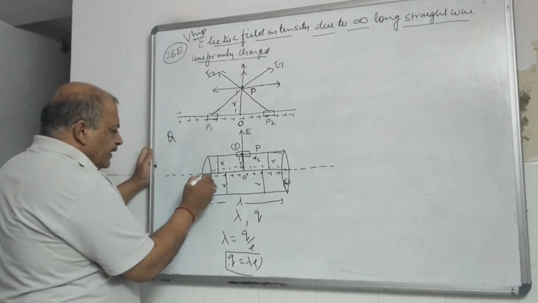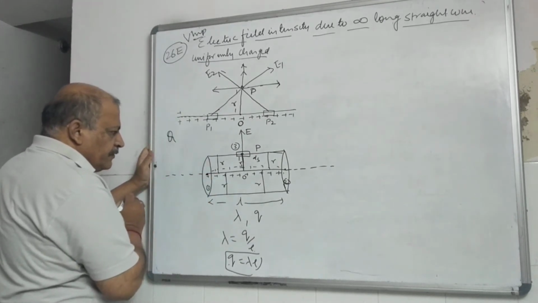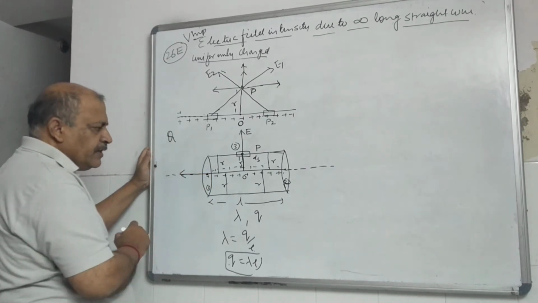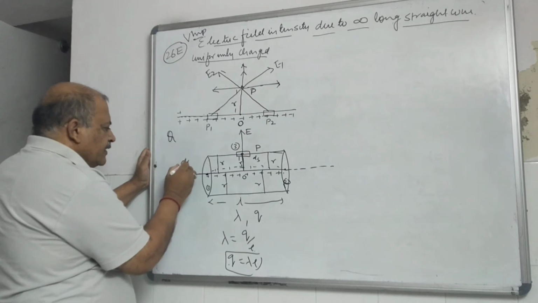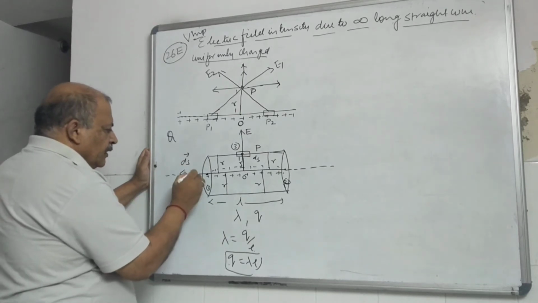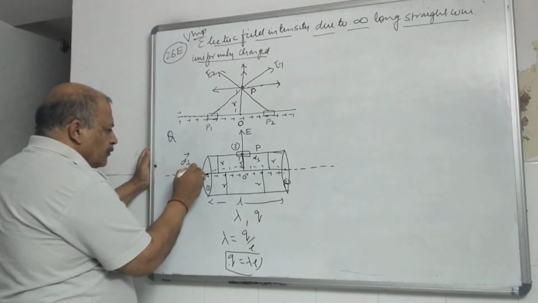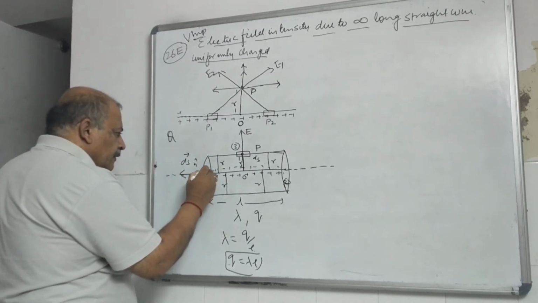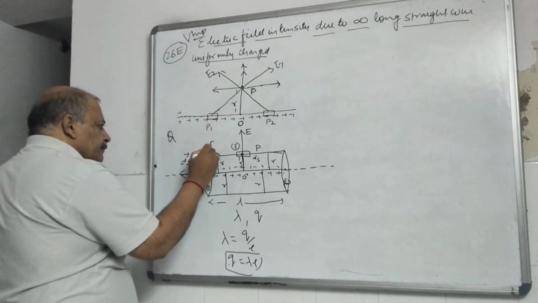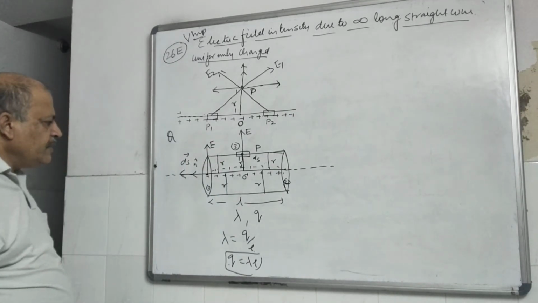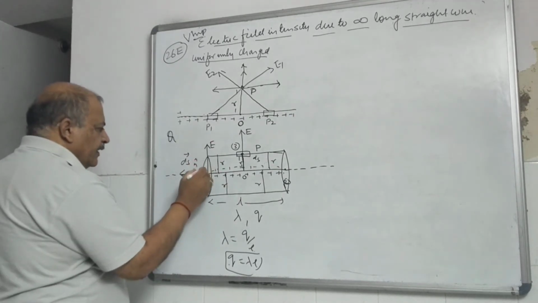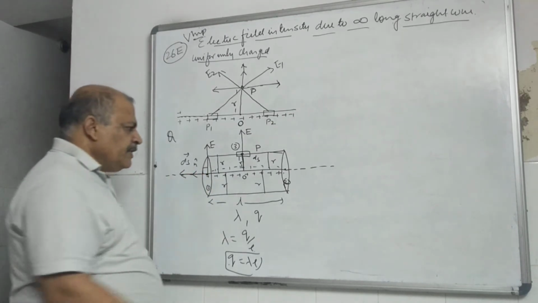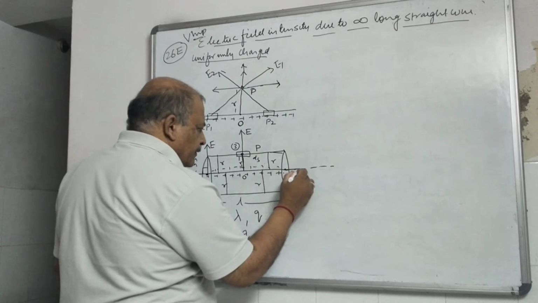Now if I take this first surface, the area vector will be in outward direction. You can write this as ds vector. Unit vector is in outward direction. Electric field will be this way. What is the angle between area vector and this? That is 90. Same thing will exist here.